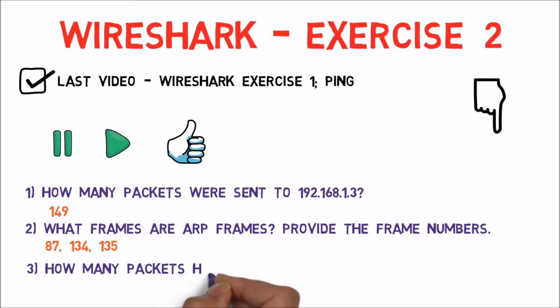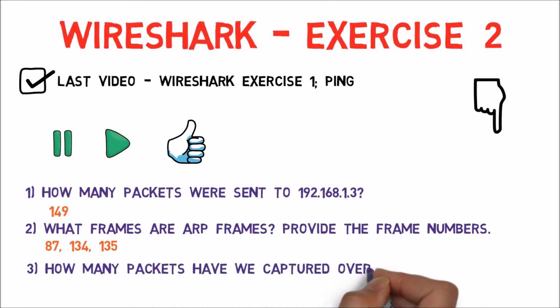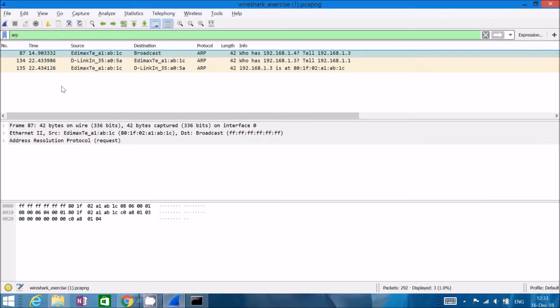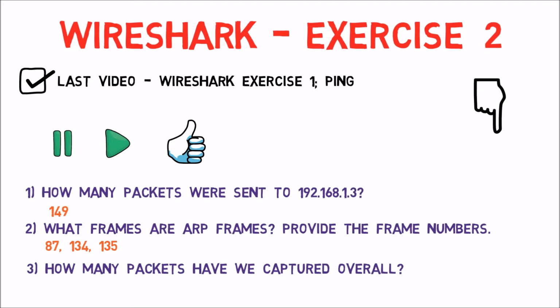How many packets have we captured overall? Okay, so as I've said before, in order to see how many packets we've captured overall, we can just go here and see packets: 292. Quite simple. Back to the whiteboard, 292 packets.